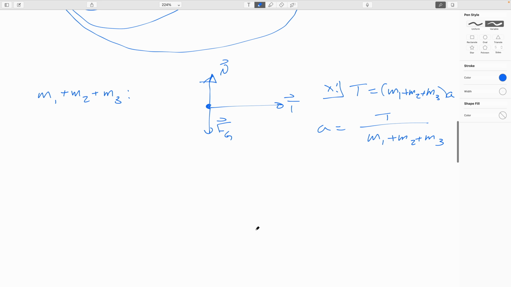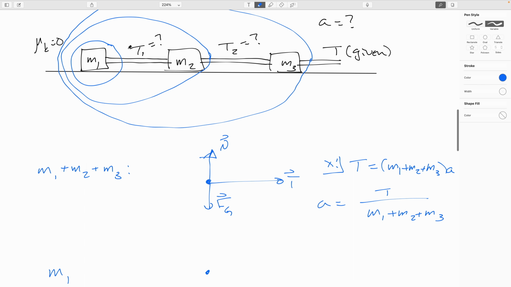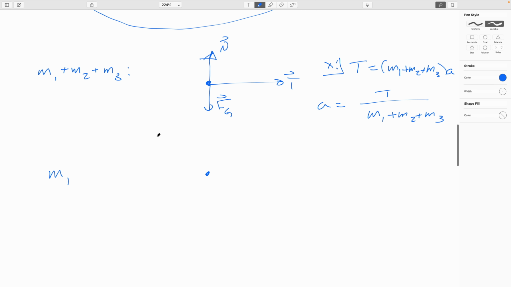And then I can go and find my T1 and my T2. To get T1, if I look at mass number 1, T1 is the only rope pulling on it, right? So that'll be T1 to the right, normal force, and gravity, which we don't really care about. Newton's second law in x immediately says T1 is equal to M1 A, and I just found A.